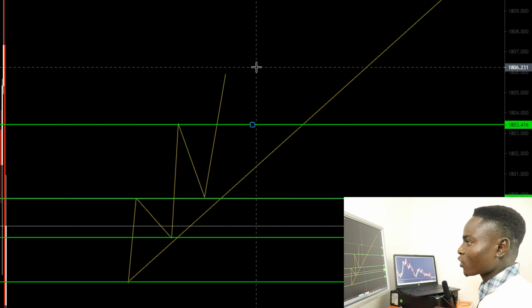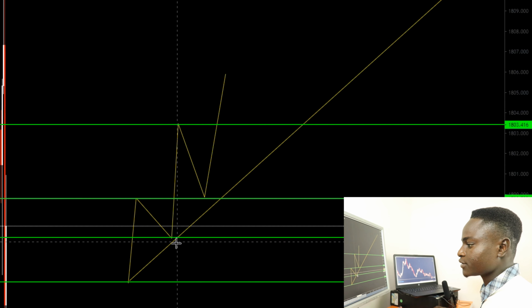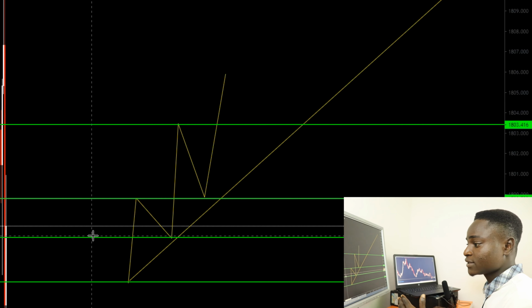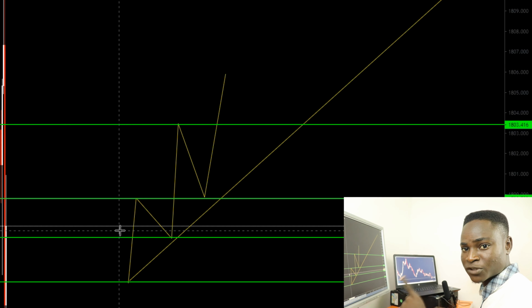This is our resistance level, and this is our resistance level, and this is a support level. Remember, in an uptrending market, resistance is turning to support. That's how an uptrending market moves.